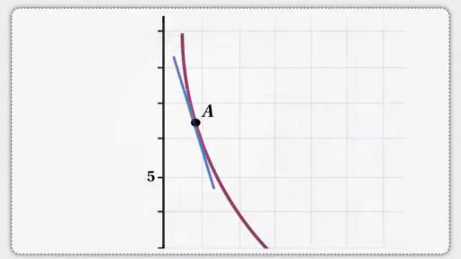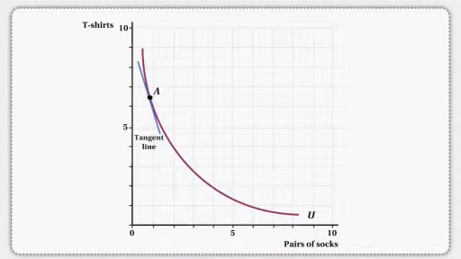Applying this to our indifference curve at point A, this is the tangent line touching Sarah's indifference curve. The slope of this tangent line will equal the slope of Sarah's indifference curve at point A and will tell us her willingness to trade t-shirts for pairs of socks.